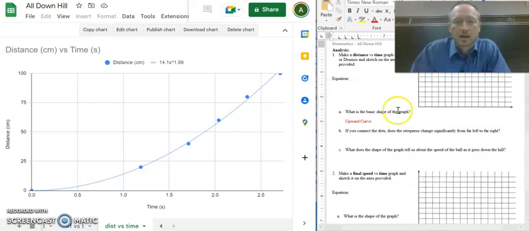Now if we connect the dots, which we've sort of done, but not really. We've done a best fit line. We haven't actually played connect the dots here. Does the steepness change?